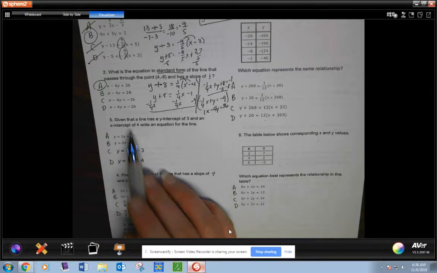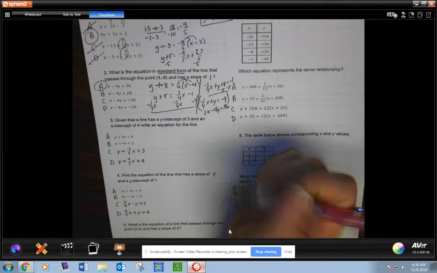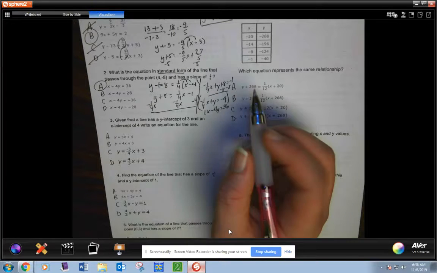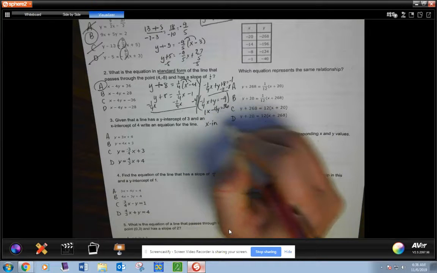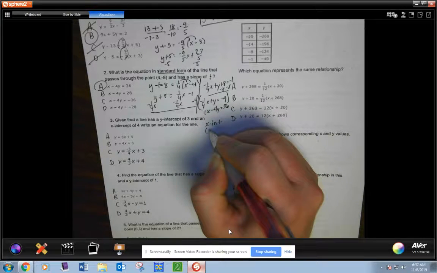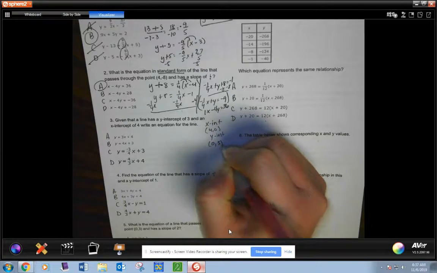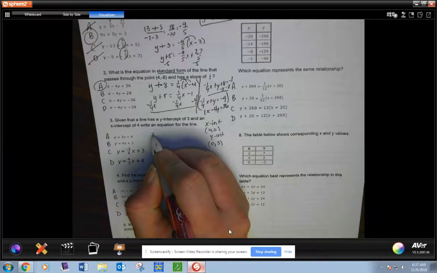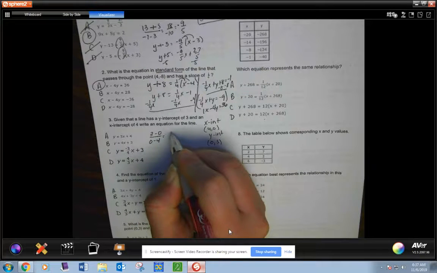For number 3, given that a line has a y-intercept of (0, 3) and an x-intercept of 4, write an equation for the line. Well, you need to create the 2 points. So the x-intercept becomes (4, 0), and the y-intercept becomes (0, 3). And now we're kind of solving it like how we did on number 1. We're going to do 3 minus 0 over 0 minus 4, and that becomes -3/4.